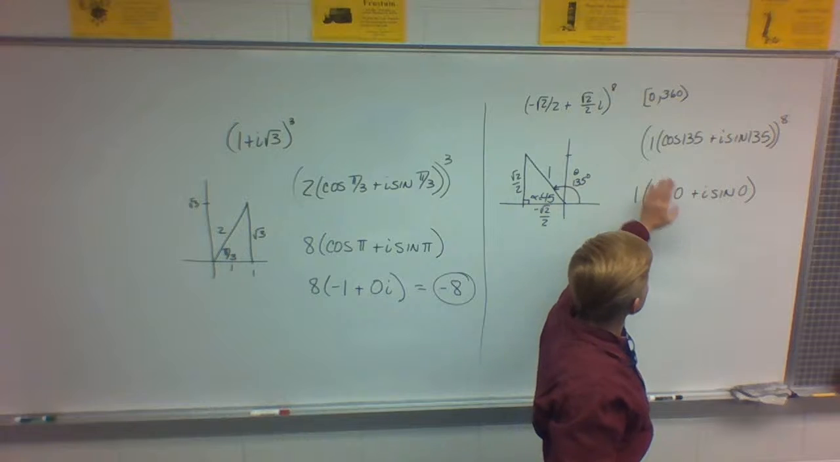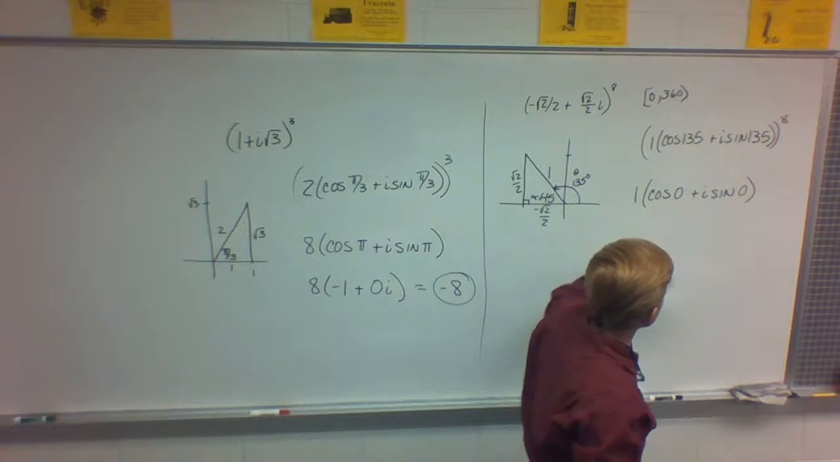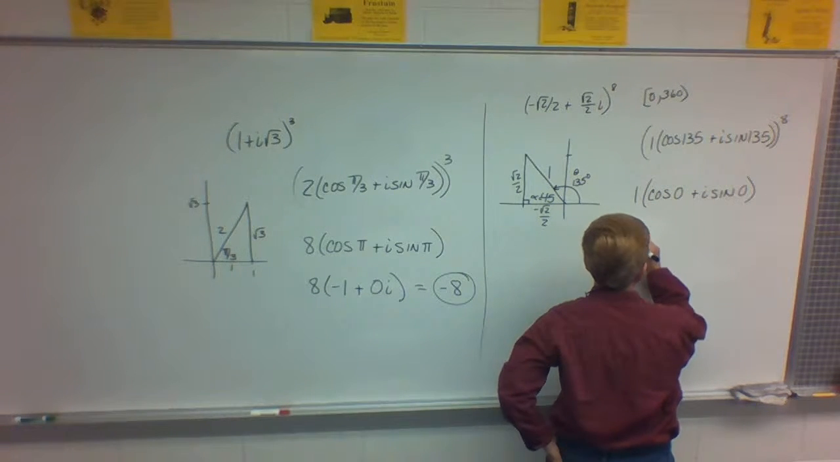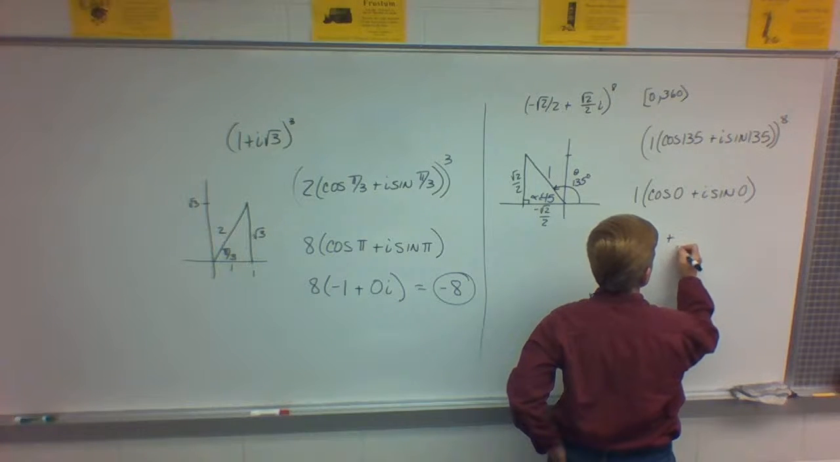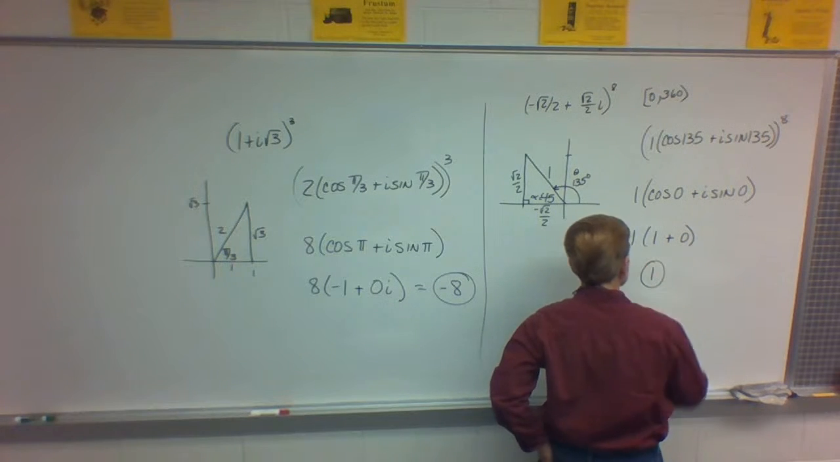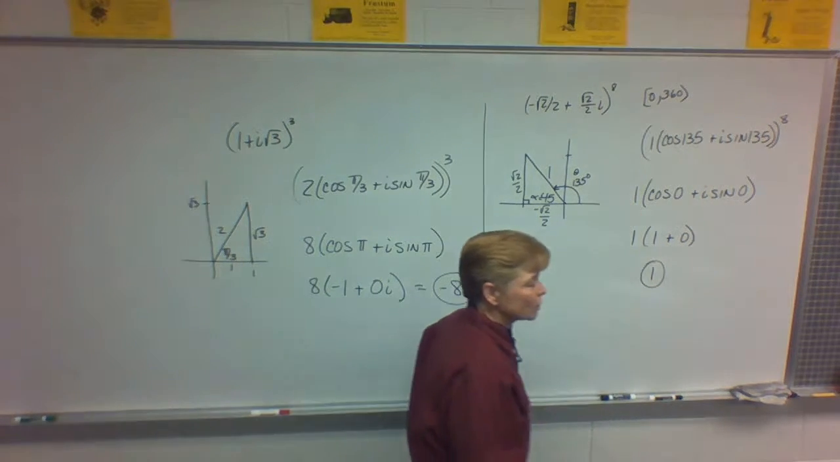Now we've done de Moivre's theorem. We've 8th powered this thing. Now we go back. What's the cosine of 0? What's the sine of 0? So this is 1. That thing to the 8th is 1.